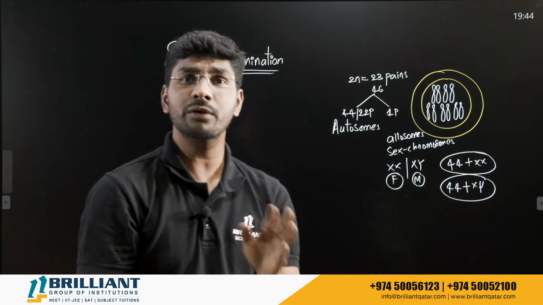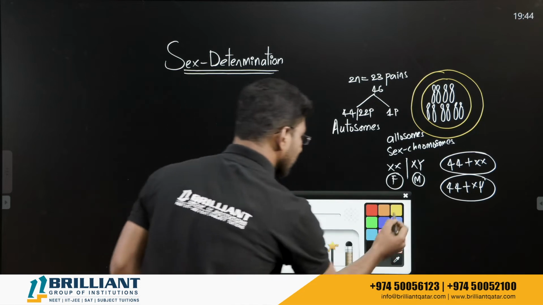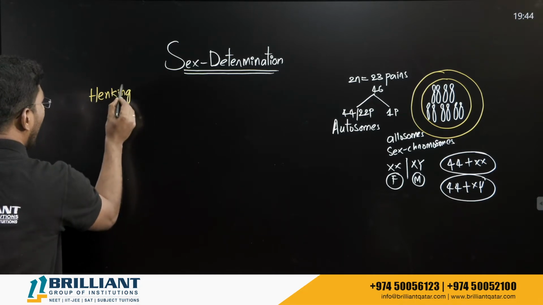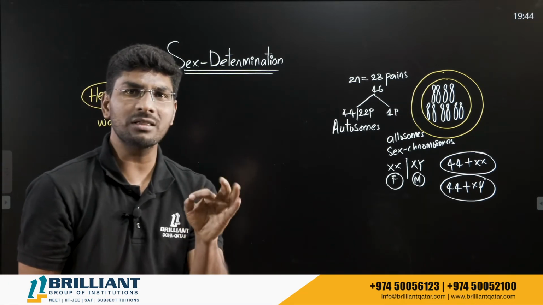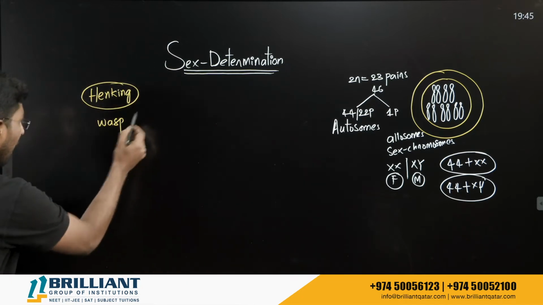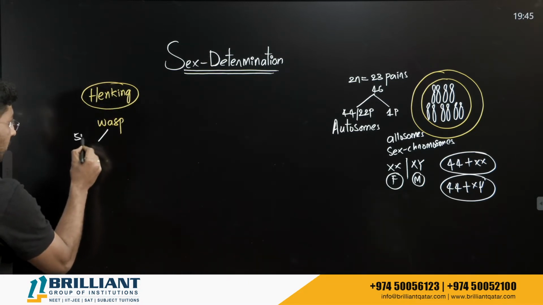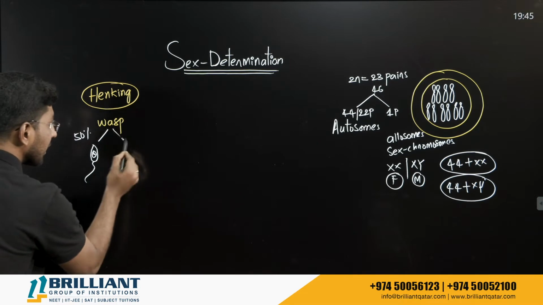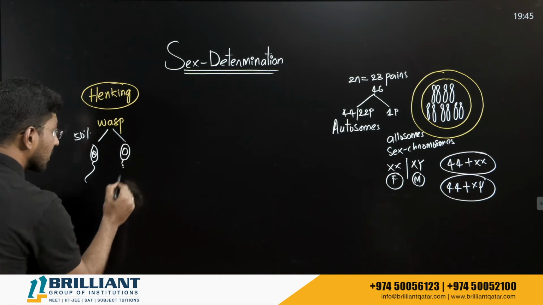Who discovered the X chromosome first and the Y chromosome first? Who identified these structures? There was a scientist called Henking. In wasps, he identified that 50% of sperms have a dark structure in their nucleus and 50% of sperms do not have this dark structure. Wasps are producing two types of sperms. First, 50% of sperms have this dark structure in their nucleus, and the rest of the 50% of sperms do not have this dark structure in their nucleus.